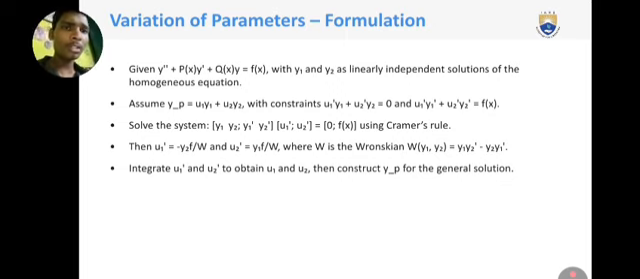Assume y_p = u1 y1 + u2 y2, with u1' y1 + u2' y2 = 0 and u1' y1' + u2' y2' = f(x). Solve for the solution. Given y1, y2, y1' and y2', solve for u1' and u2' with 0 and f(x) using Cramer's rule.